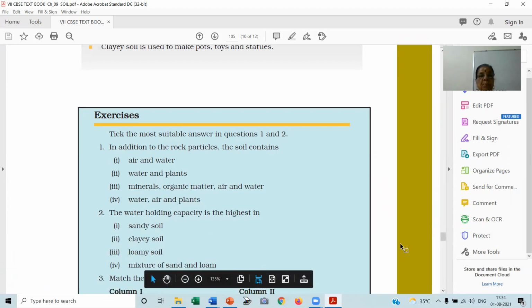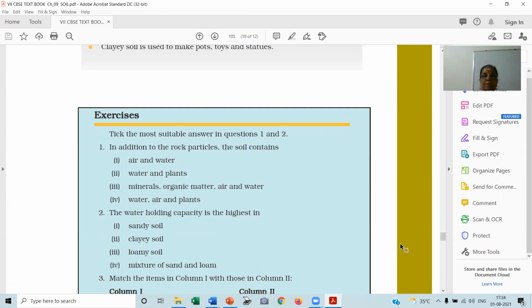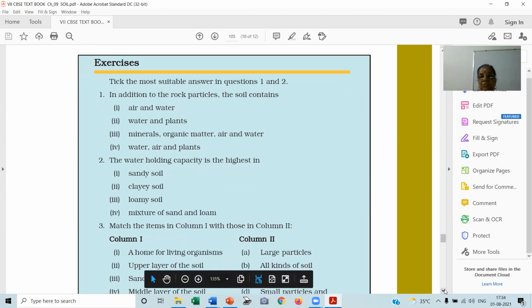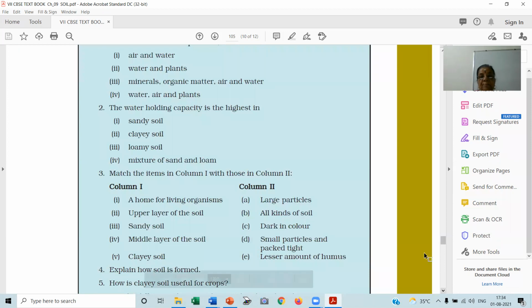In addition to rock particles, soil contains air and water, plant and mineral, organic matter, air and water. And the option: water holding capacity is highest in clay soil. Second one, clay soil. Then match the following. Home for living organisms: all kinds of soil. Upper layer of the soil, dark in color. Sandy soil: small particles and packed tight. Clay soil: large particles. Then explain how soil is formed.